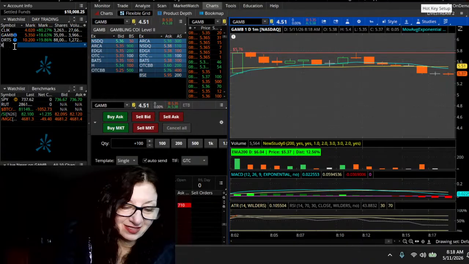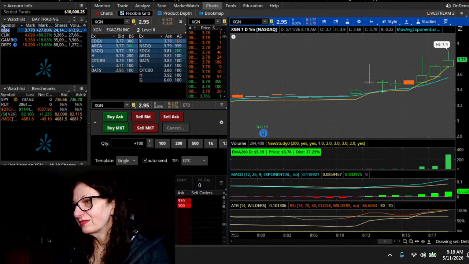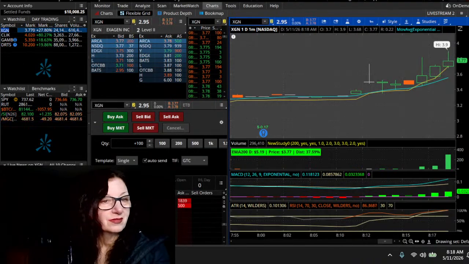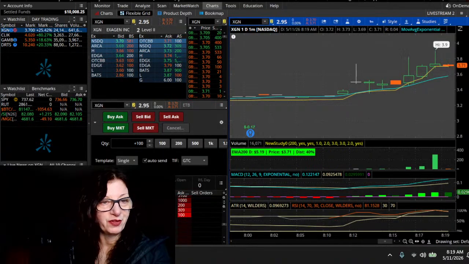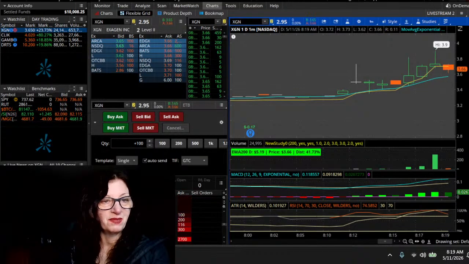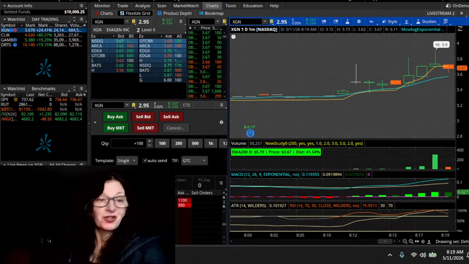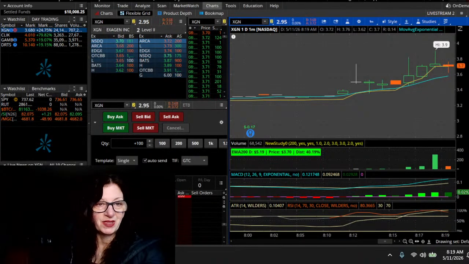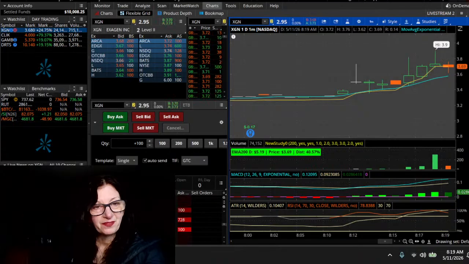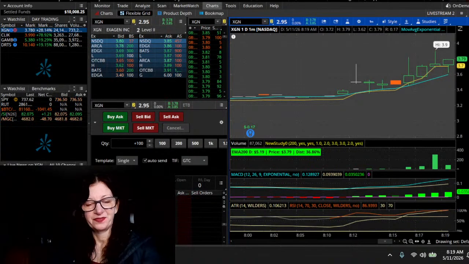XGN. It's at 3.86, so that's a good price for me. The float's under 20 million, relative volume, gap. And okay, so this is their news. They have news too. Exogen beats top line and bottom line estimates, reaffirms fiscal 26 year outlook.